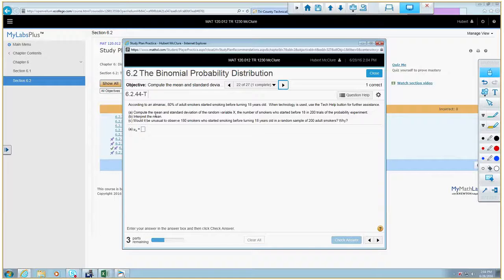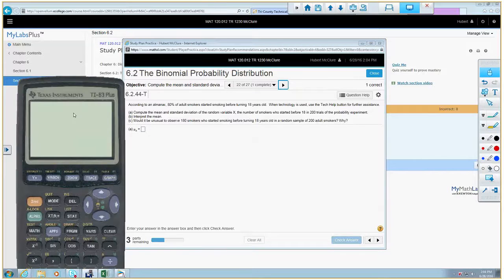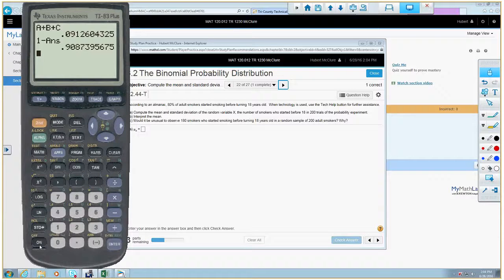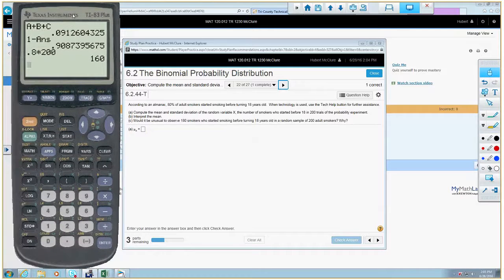So let's do that. Take 0.8 and multiply it by 200. 0.8 times 200 is 160. Now, to find the standard deviation, you take that 160 and do what with it? Multiply it by 0.2 and then raise that to the what? 0.5 power. So your standard deviation is 5.7.